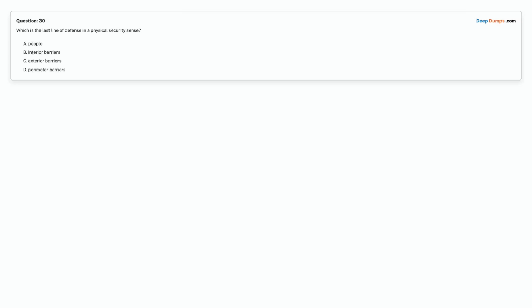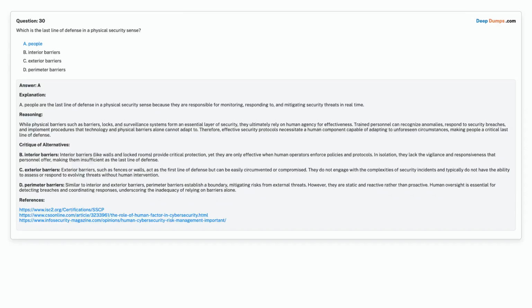Question 30. Which is the last line of defense in a physical security sense? Option A, people. Option B, interior barriers. Option C, exterior barriers. Option D, perimeter barriers. Choose the correct answer. Correct answer is option A, people.